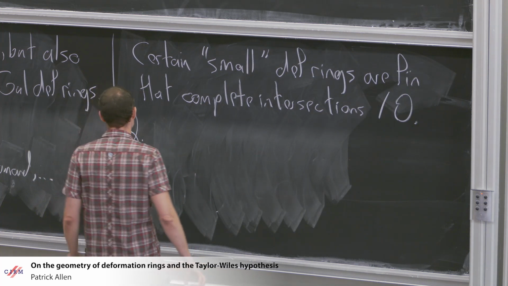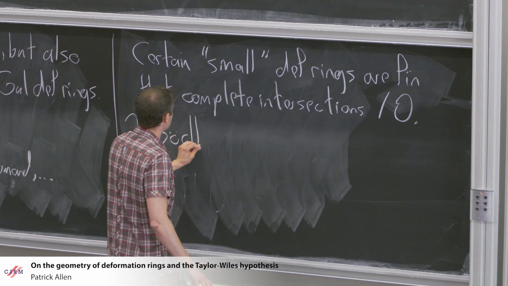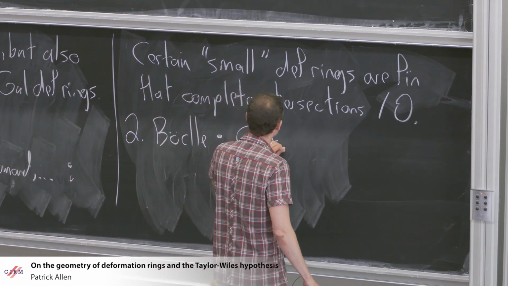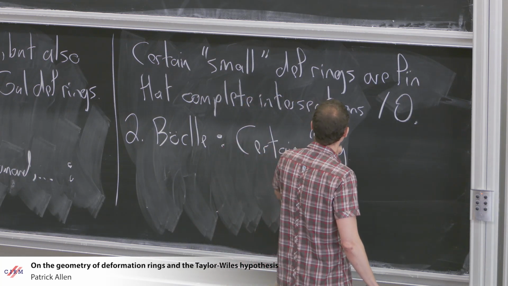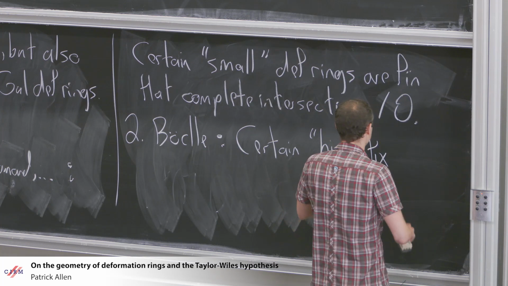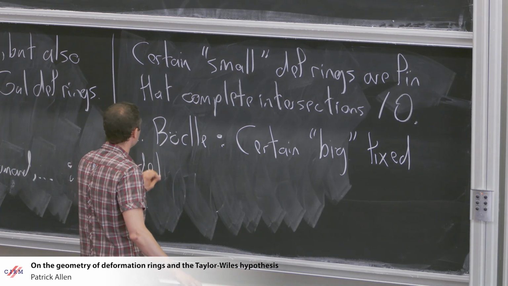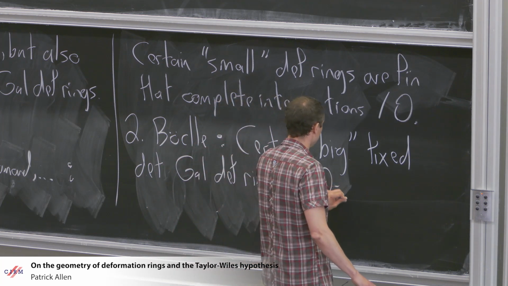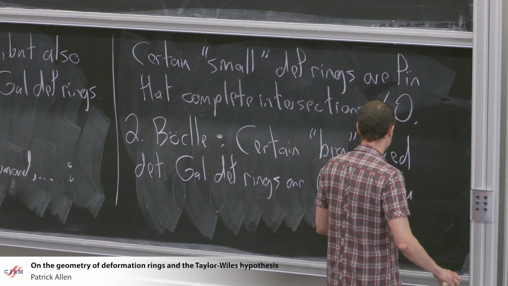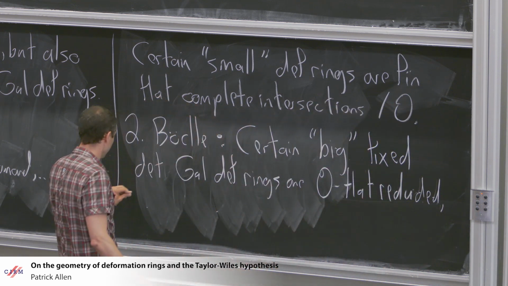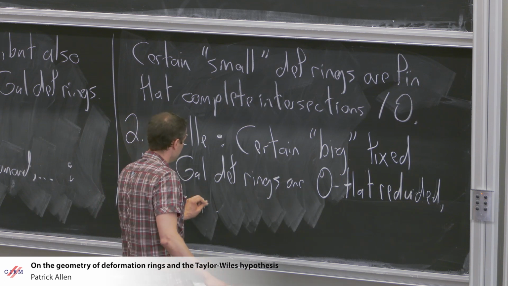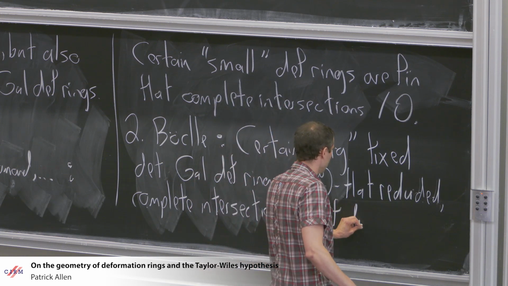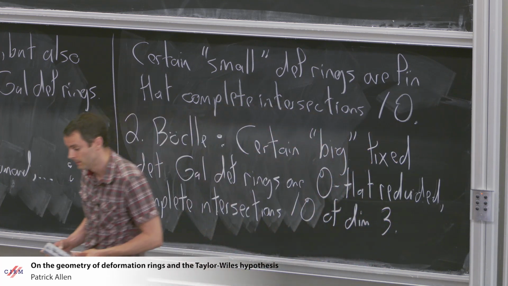And in another direction, Böckle proved that certain big, and let me work in the, let me just say fixed determinant Galois deformation rings are O-flat, reduced complete intersections over O of the expected dimension, of dimension 3 in this case.